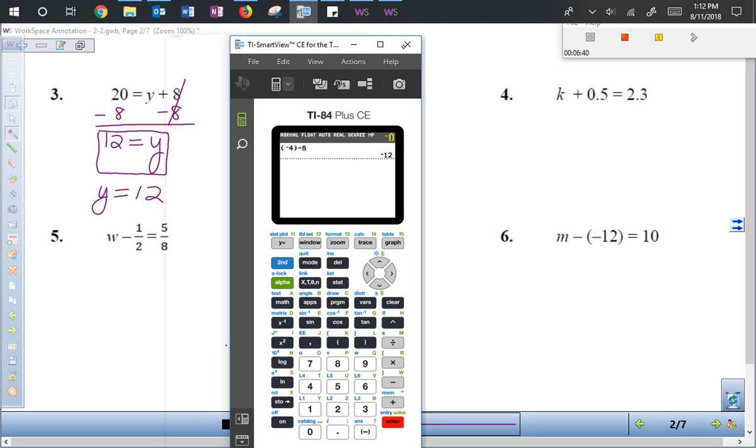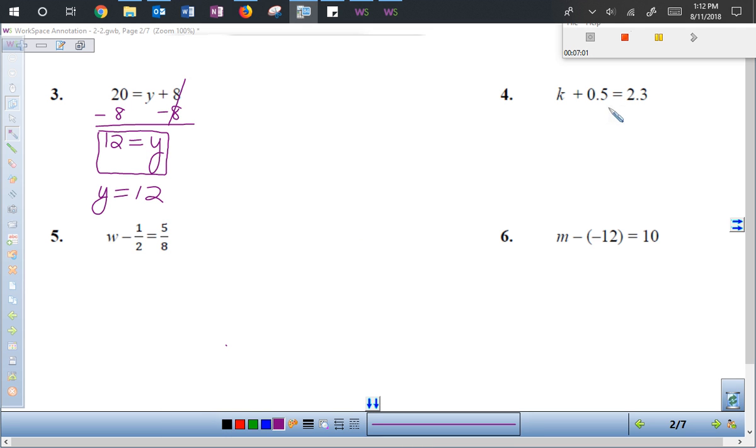On number 4, we have k plus 0.5 equals 2.3. Now, here we have decimals involved, but that's okay. It's still the same process. So we are going to work on getting the variable all by itself on one side of the equal sign. So here we have 0.5 being added to k, so we need to do the opposite to get rid of it. So we're going to subtract 0.5 from each side. So subtract 0.5 from the left side of the equal sign, and subtract 0.5 from the right side of the equal sign.